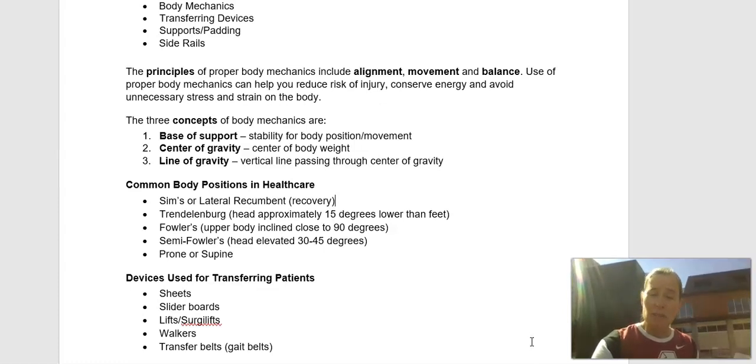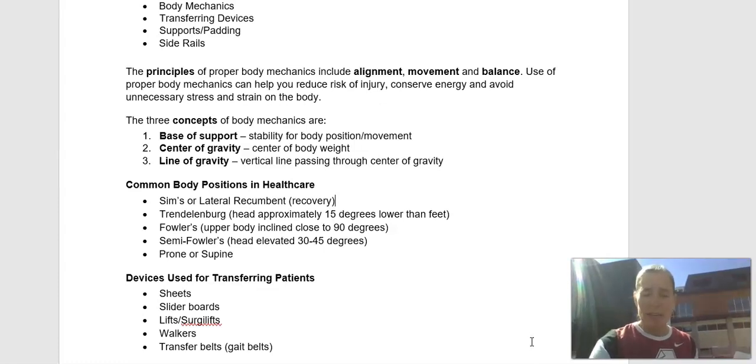We have the Fowler's position, and that's where the body is inclined close to 90 degrees, so you're basically sitting up nice and straight in a stretcher, with the head elevated completely. You have your semi-Fowler's position, where it's more of a 30 to 45 degree angulation of the head. And then finally we have your prone position, where the patient's lying on their stomach, versus a supine position where the patient's lying on their back.